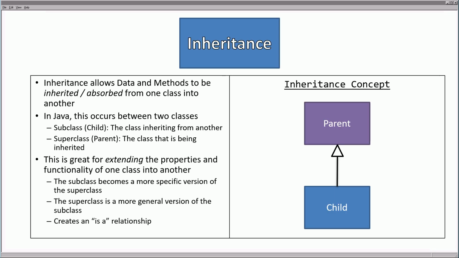In a previous lecture, we began discussing the concept of inheritance. Inheritance allows data and methods to be inherited or absorbed from one class into another. In Java, this occurs between two classes: the subclass, the child, which is the class that's inheriting from the other one, and the superclass, the parent, the class that is being inherited from. This is great for extending the properties and functionality of one class into another. The subclass becomes a more specific version of the superclass, and the superclass is a more general version of the subclass. This also creates what's called an is-a relationship that is denoted by a block arrow.